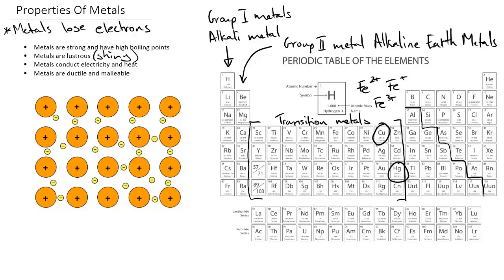Now, these 2 words: metals are ductile and malleable. Ductile is a very important concept. You have to know this for your exams and tests. It is essentially the ability of a substance to be turned into a wire. So not all substances in chemistry can be turned into a wire.